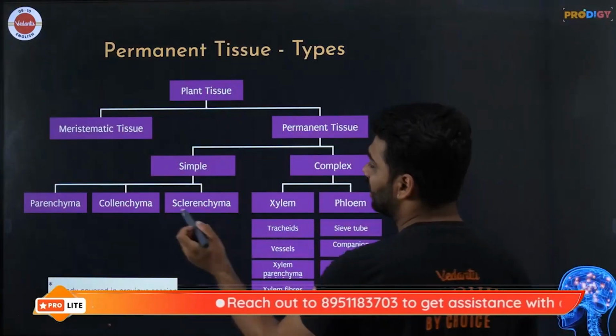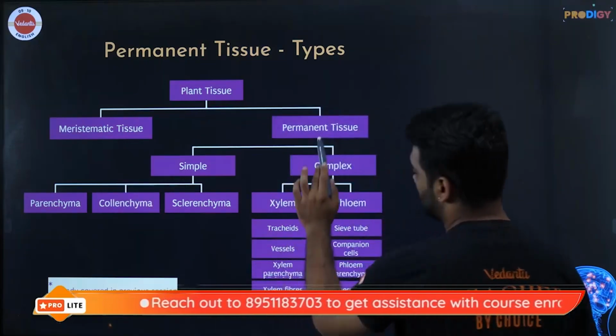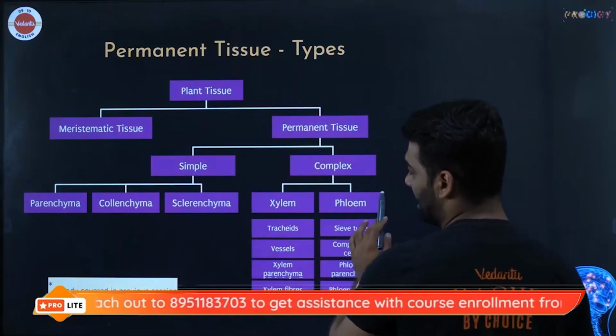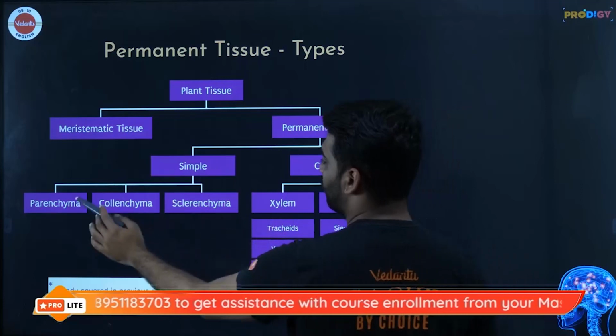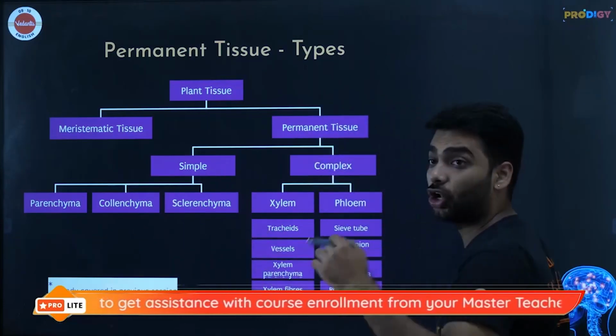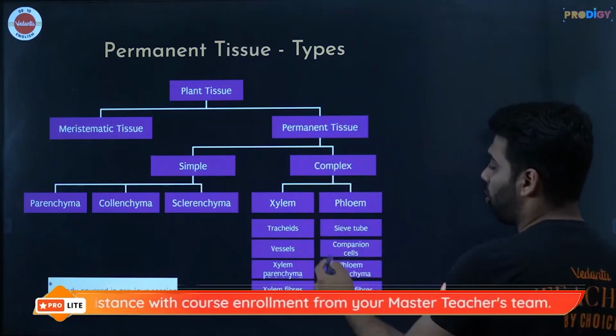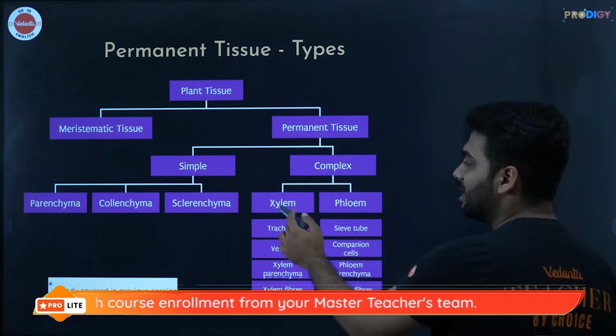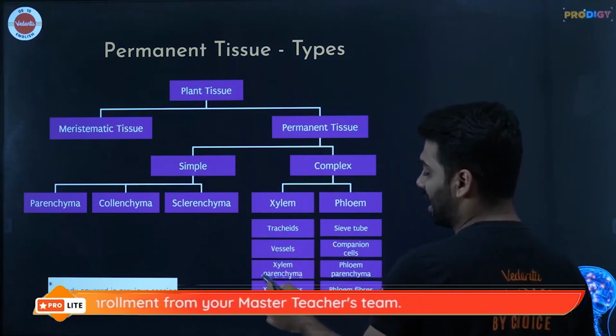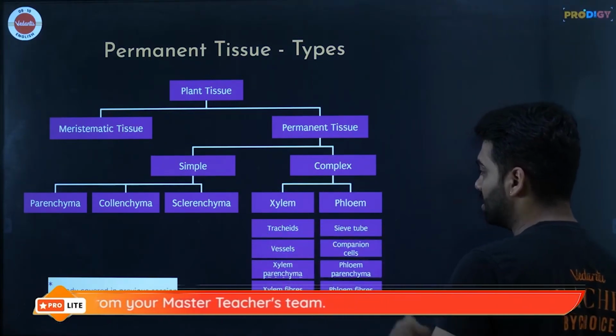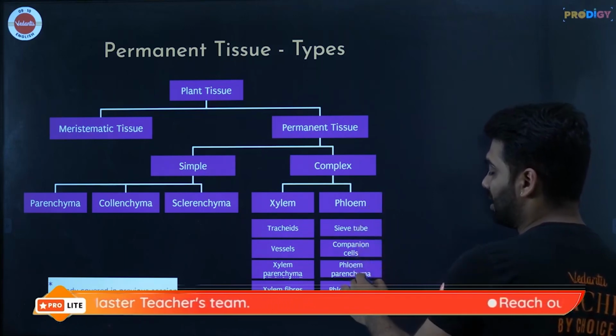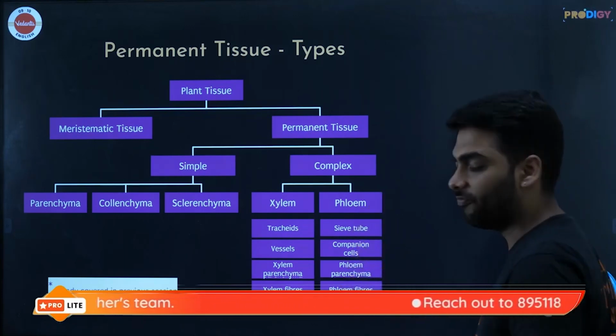So we have already learned about meristematic tissues. Under permanent, we have got simple and complex. Under simple, we have got parenchyma, collenchyma, sclerenchyma, and chlorenchyma. Whereas under complex, we have got xylem and phloem. Xylem has got tracheids, vessels, xylem parenchyma, and xylem fibers. Phloem has got sieve tubes, companion cells, phloem parenchyma, and phloem fibers.